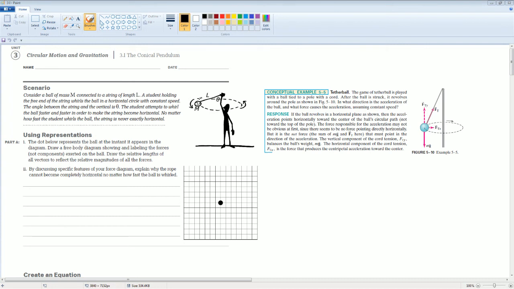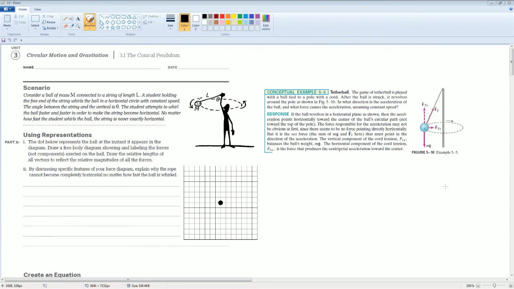All right. So first of all, the dot below represents the ball at the instant it appears in the diagram. Draw a free body diagram showing and labeling all the forces. So what I have here on the right hand side is a conceptual problem from your textbook about a tether ball. A tether ball behaves the same way because there's a rope tied and the ball is being swung horizontally. All right, and here are the forces.